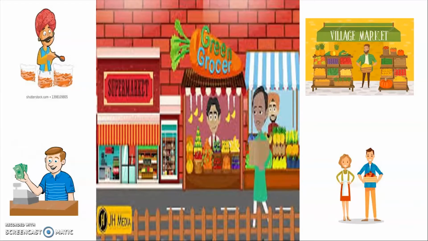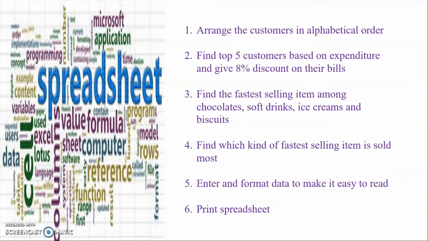Okay children, shall we start? You all remember, no? The shopkeeper asked us for some help. We have learned to arrange the customers in alphabetical order, which is known as sorting of data, and we have also found the top 5 customers and given them an 8% discount. Now we are going to find out the fastest selling item in his shop.